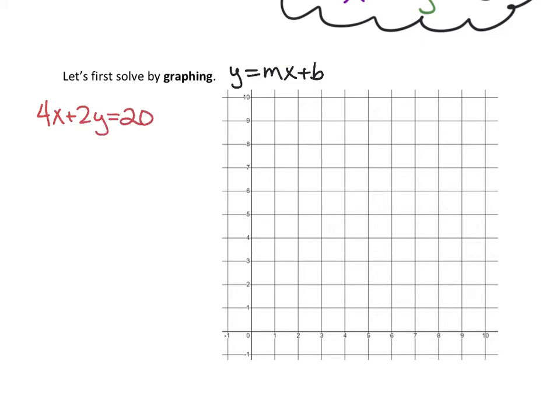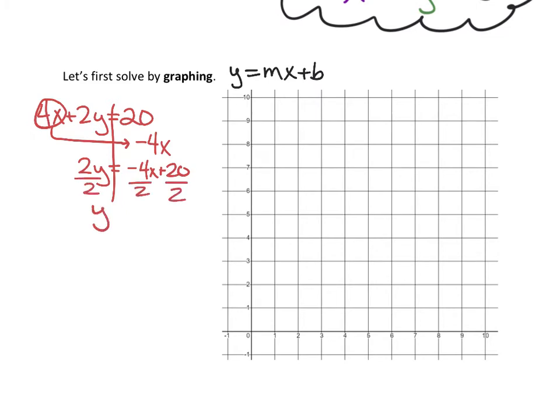Here's the first equation that we wrote. If we start to solve this for y, we're going to take the 4x to the other side, cross the line, change the sign, write the whole problem down, and then we're going to divide by 2 everywhere in this equation, so that this equation now reads y equals negative 2x plus 10.